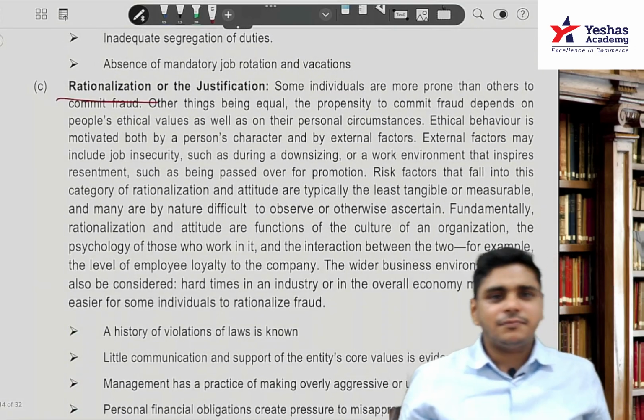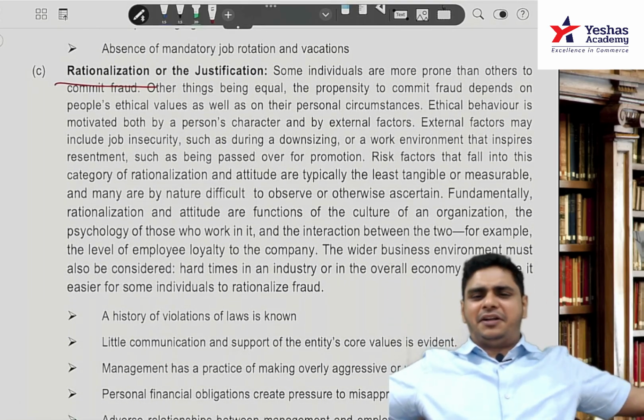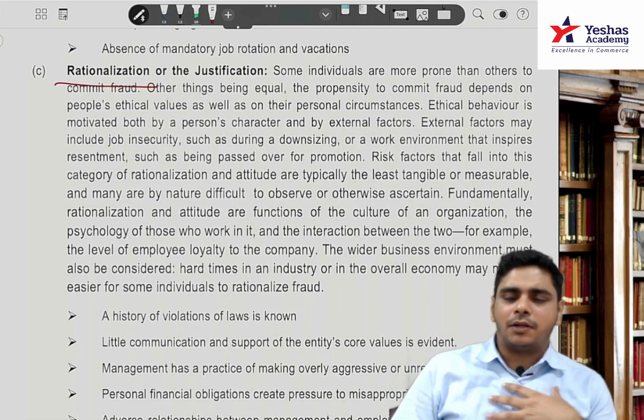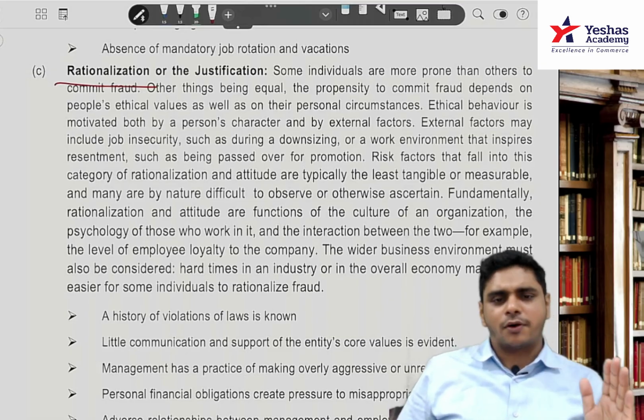R, rationalization. Like some people have that habit. I have done it. It is right. Apunij Bhagwan hai. In Hindi we say Apunij Bhagwan hai. I think I am the God. I have done it correct. Yeah, it is right. Everything is fair in love and war, and we are at war.